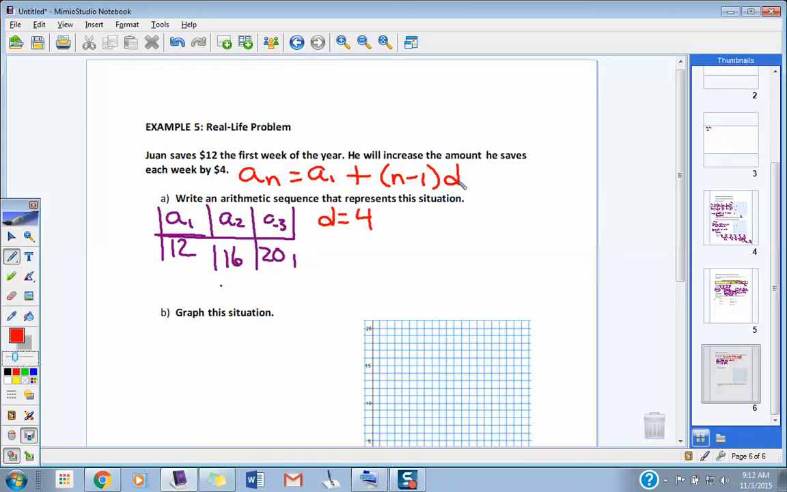What I'm going to do up here is I'm going to label this. This was the week. Week 1, week 2, week 3, and this is the amount of money he's saving right there: 12, 16, and 20. All right, here comes the formula, A of n. What's the first term, kiddos? What's your A1 value? 12. So take the place of this right here, you're going to have 12 plus the n minus 1 times d, where d represents your common difference again. So what is that value?